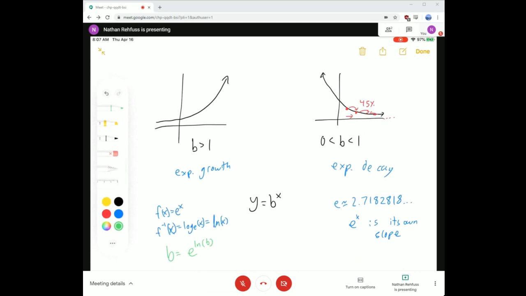So if that's the case, then I can use the nested exponents property to get something really clever. If I say y equals b to the x, then I mean y equals e to the natural log of b, all to the x.